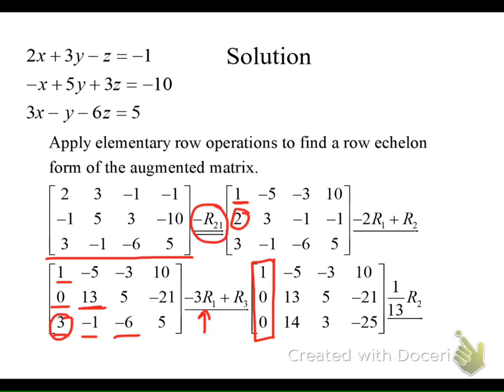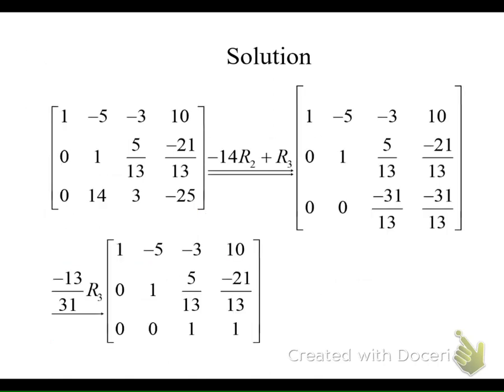So my next goal is to get a 1 here. To do that, I'm just going to divide that row by 13. Yes, we get fractions. Yes, they're not pretty. I claim it will get better. So when I divide that whole row by 13, the whole entire row 2 gets divided by 13. When I do that, you can now see that I have the 1, 0, 0, 1.